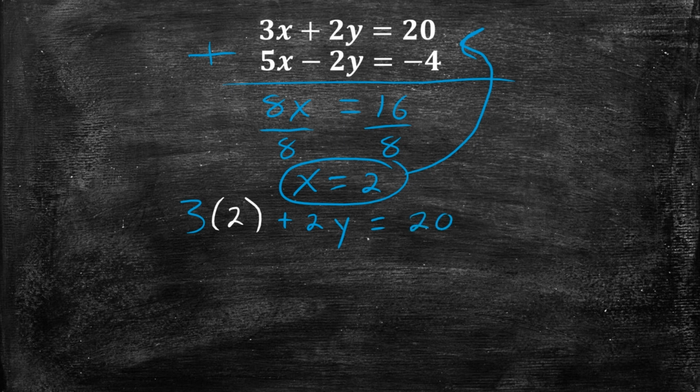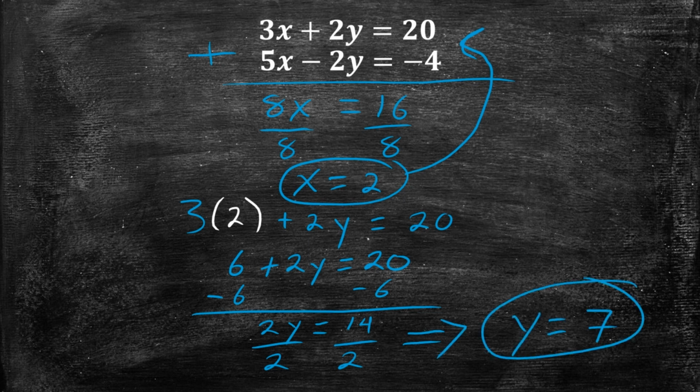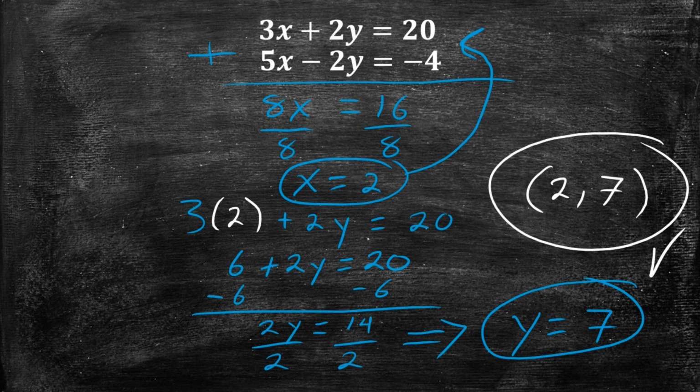Okay, so now we just solve. So we got 6 plus 2y is equal to 20. And we want to subtract 6 from both sides. We get 2y is equal to 14. And now we divide by 2. And what we get here is y is equal to 7. And we have our x and our y. A lot of times they want you to write it in this form here, pretty much the point form. So we'll put (2, 7). And that is our final answer.